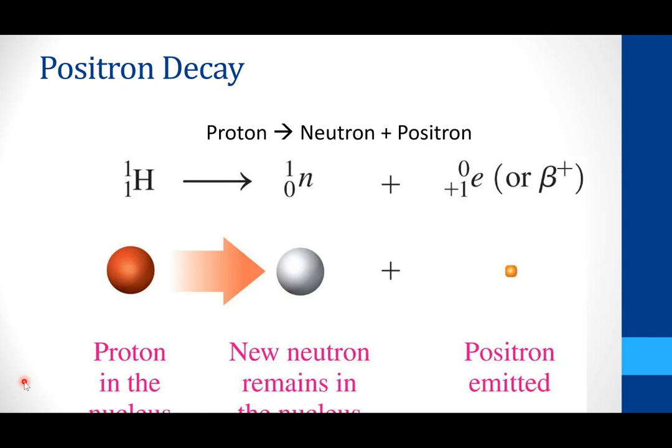The last type of nuclear decay that we're going to talk about is the positron decay. So positron is essentially the inverse of beta. In beta, a neutron became a proton. In positron decay, a proton becomes a neutron. And what gets emitted is a positron. A positron is given this symbol, e, or this kind of beta symbol. You'll see both of them.